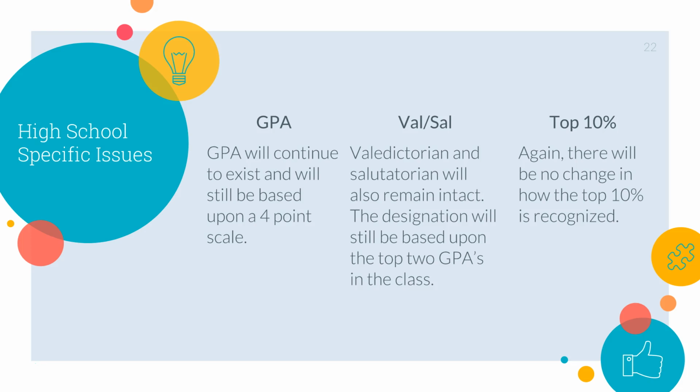Valedictorian, salutatorian will also remain intact, and that designation will still be based upon the top 2 GPAs in the class. The top 10% is going to stay, and that's going to stay because Eastland graduates that are in the top 10% get an automatic full ride for the first year at Highland Community College.